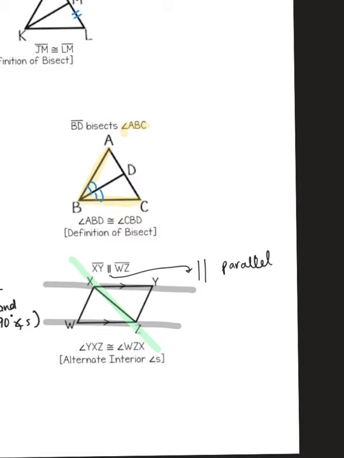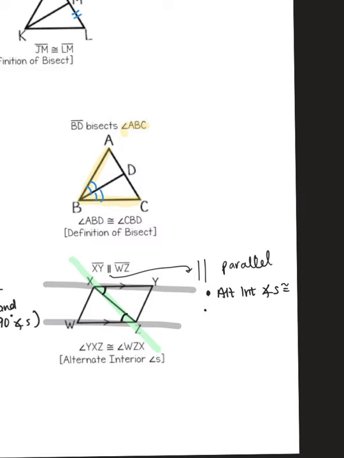In this example, they say that angle YXZ, this guy right here, is congruent to angle WZX, this guy down here, because they are alternate interior angles. So that is one pair, one special angle relationship that gives us congruent angles.